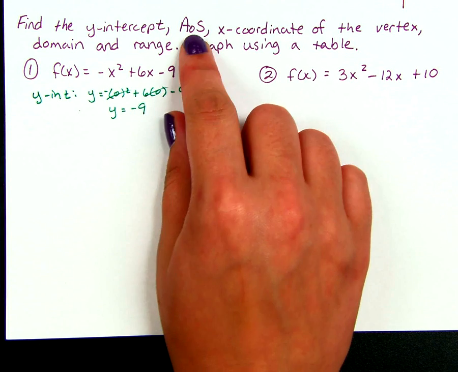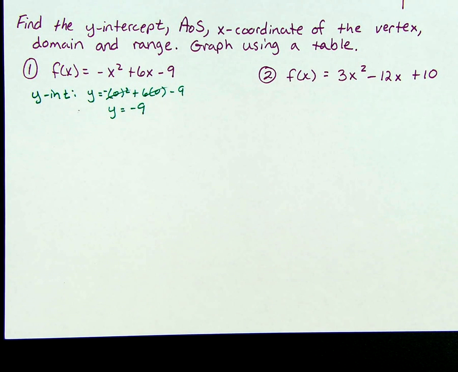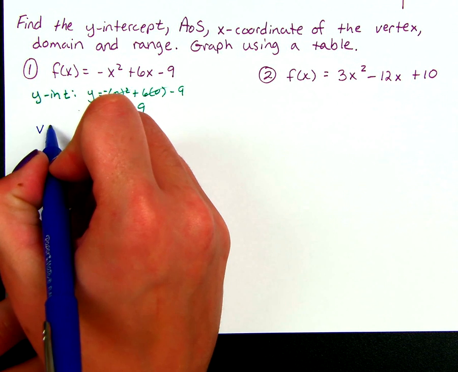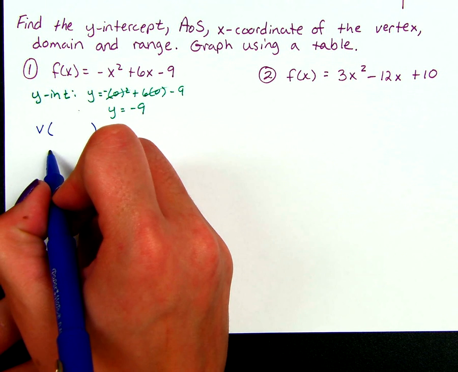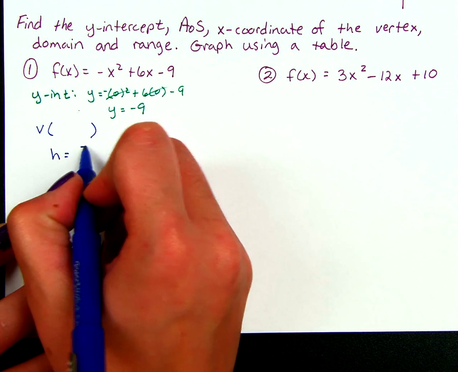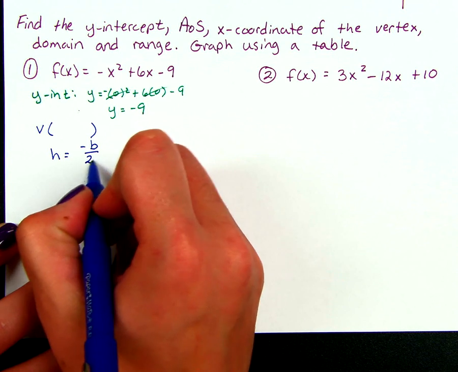All right, so the axis of symmetry, in order to find that, we have to know the x value of our vertex. So we're actually going to find our vertex next. Remember, to find our vertex, that's our h and k. And from our previous videos, we know that h is equal to the opposite of b over 2 times a.